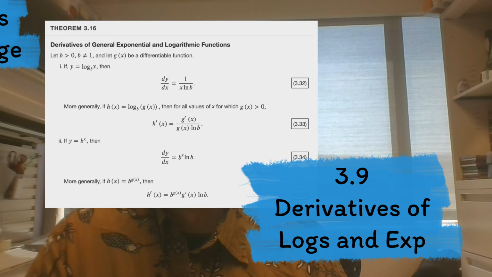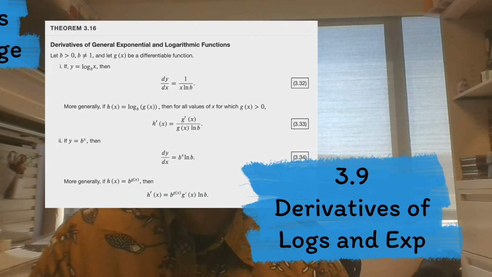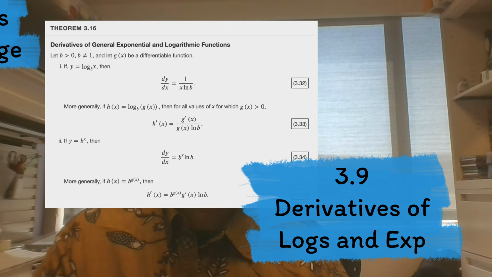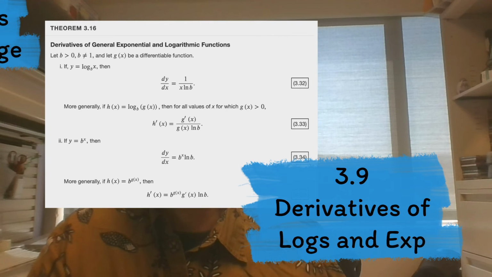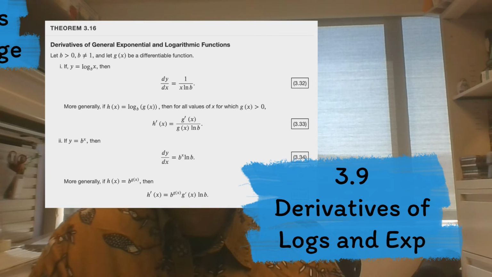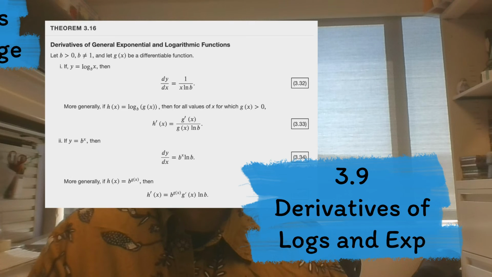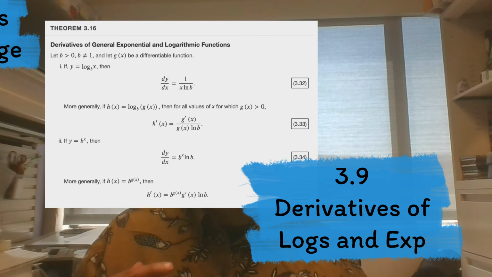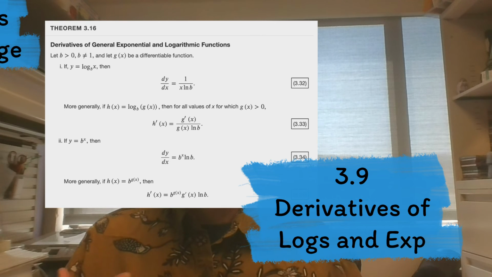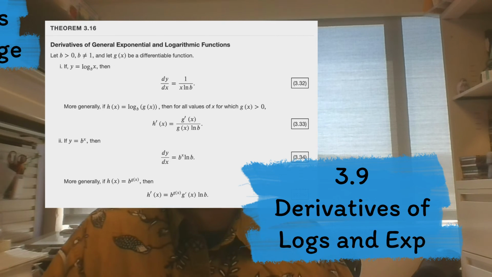And then finally, we're going to end with the derivatives of logarithms and exponents. And with these logarithms and exponents, we're going to come into a special technique that will help us find derivatives of complicated functions that have a lot of multiplying and dividing.